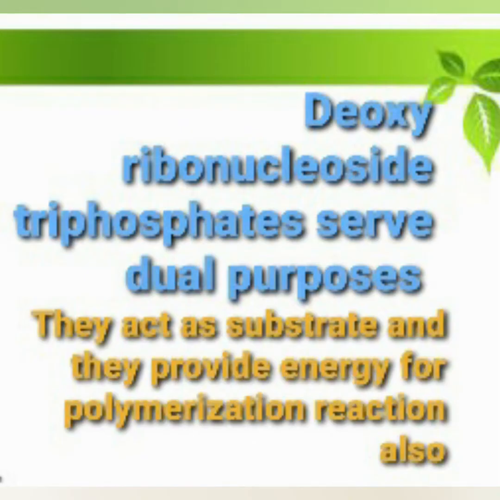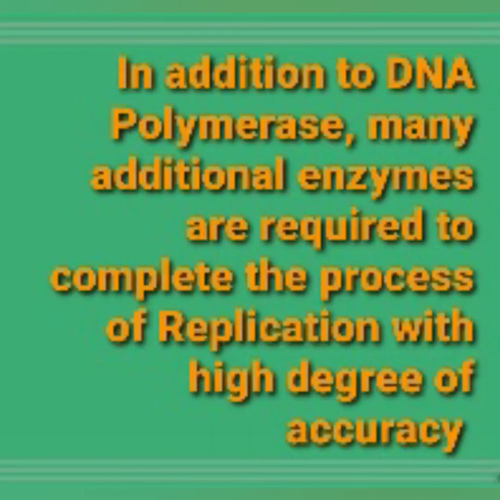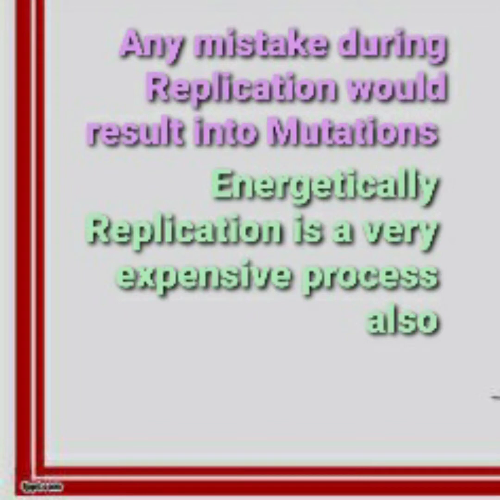Deoxyribonucleoside triphosphates serve dual purposes. They act as substrate as well as they provide energy for polymerization reaction. In addition to DNA polymerase, many additional enzymes are required to complete the process of replication with high degree of accuracy. Here, listen, any mistake during replication would result in mutation. Energetically, replication is a very expensive process also.